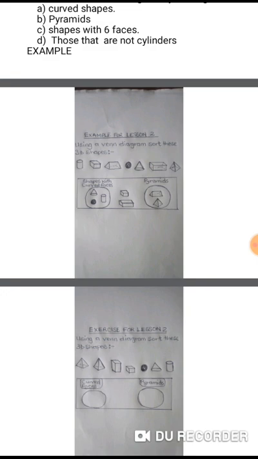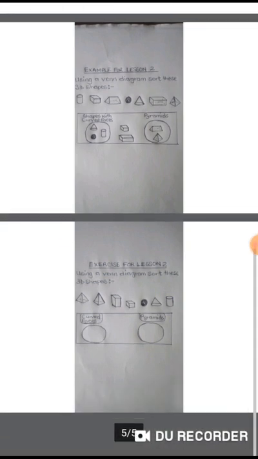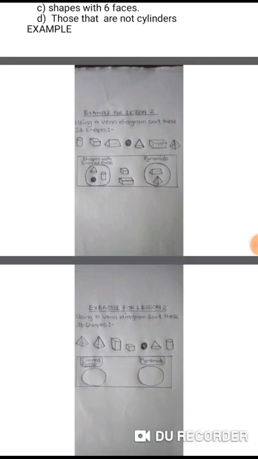Now, let us have an example. In our example there, we have been given a cylinder which is in first position, and then we have a cube second, and then a triangular prism third. Then we also have a sphere number 4, and then we have a cone number 5, number 6 we have a cuboid, and then lastly we have a triangular based pyramid.